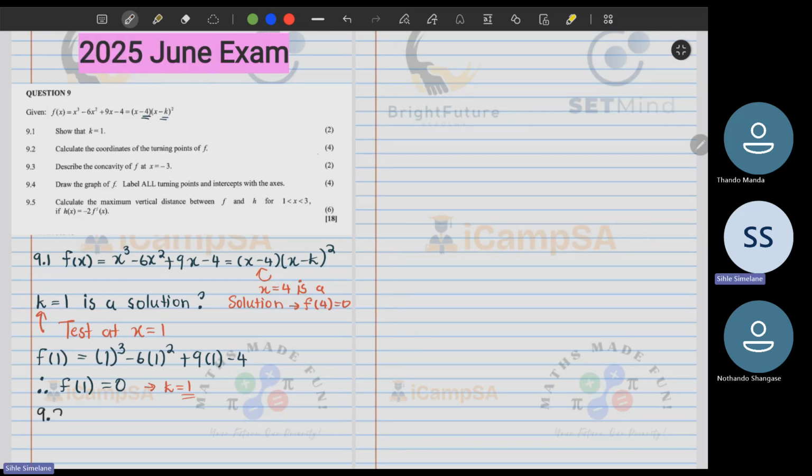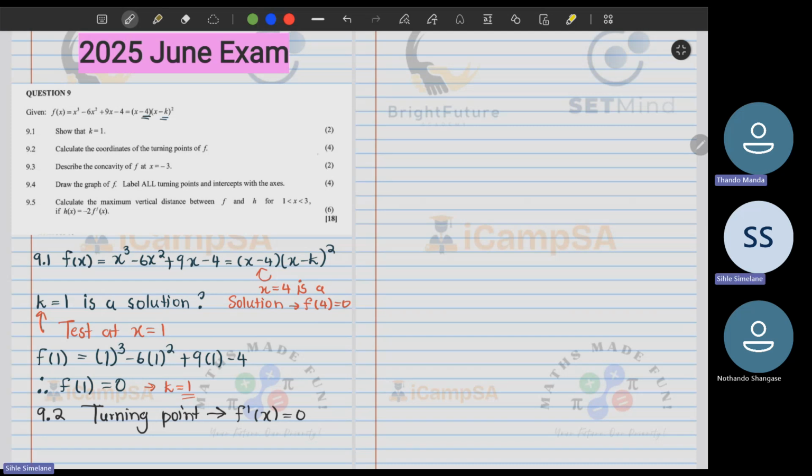So 9.2, we are required to calculate the turning point. And we know that once they say turning point, So yes. Why did we substitute on the original formula? Like, I don't understand. Are these factors?